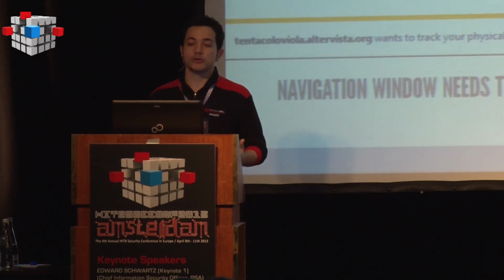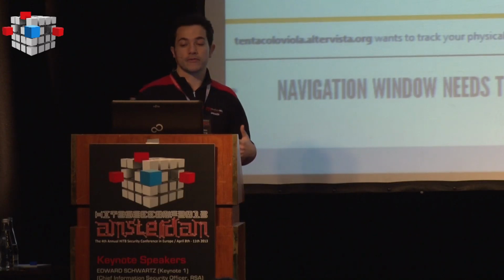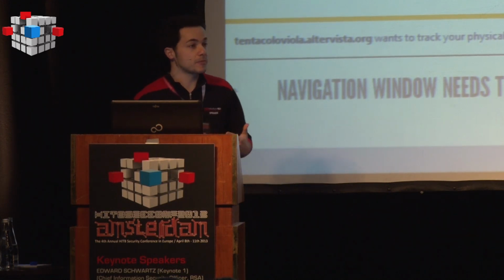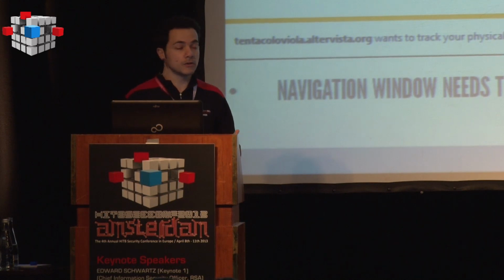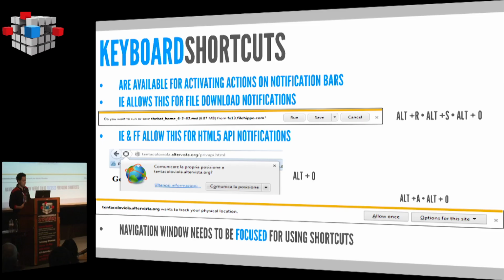Second problem, keyboard shortcuts. Some keyboard shortcuts are available for activating actions provided on the notification bar. For instance, Internet Explorer allows you to press Alt-N-R, Alt-N-S, or Alt-N-O in order to interact with a file downloading notification bar. It means to press the Run, Save, or Open button. Internet Explorer and Firefox also allow this for HTML5 API notifications. For instance, by pressing Alt-N-O or Alt-N-A, you can grant this website the privilege to know your position. Of course, in order for this shortcut to work, the navigation window needs to be in focus.